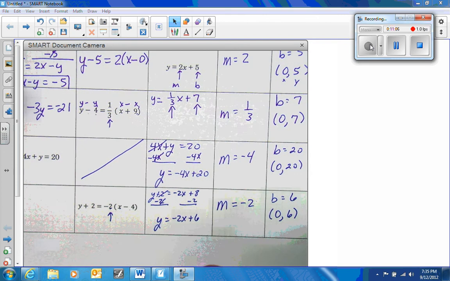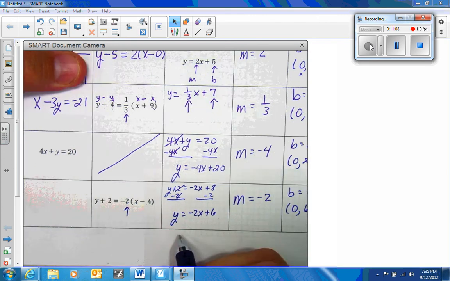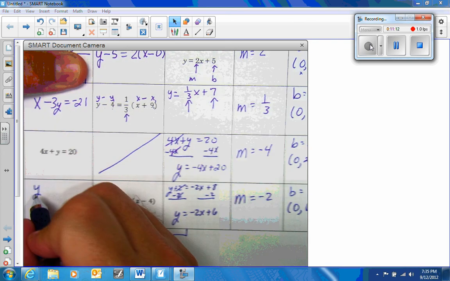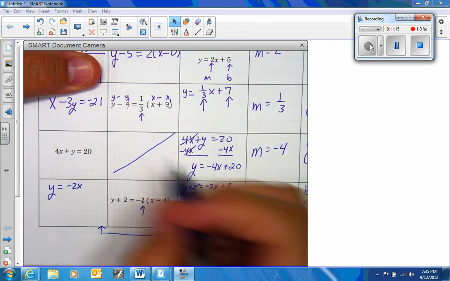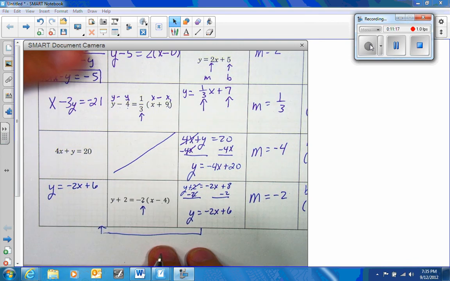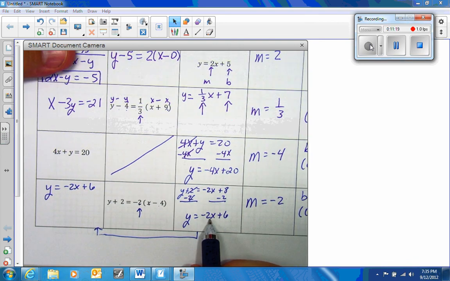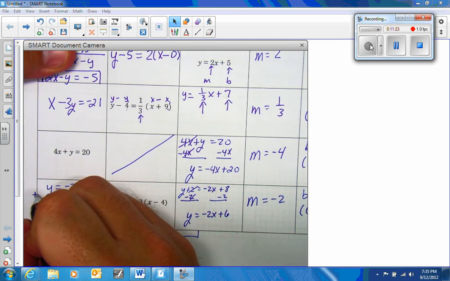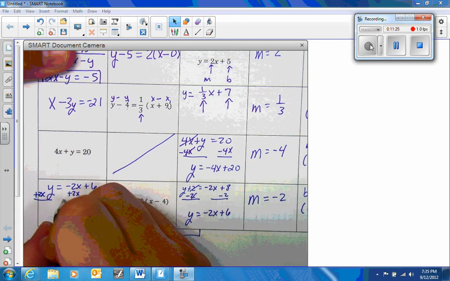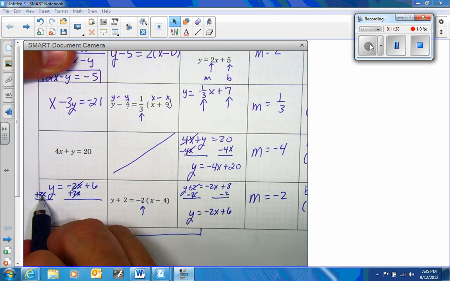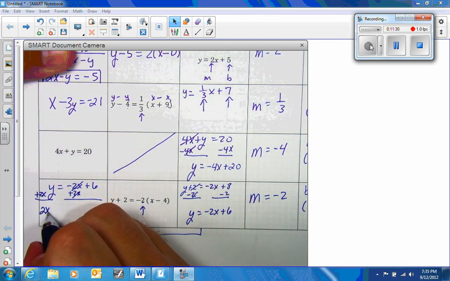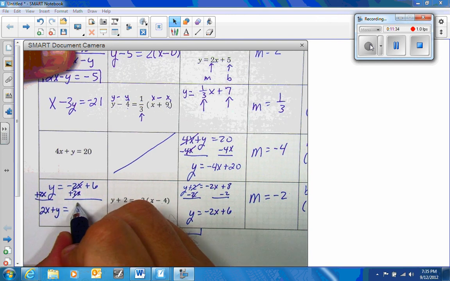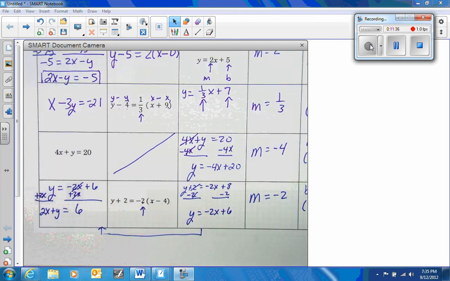All right? Now, this one's going to be real easy to do because I'm going to bring it over here. I have y equals negative 2x plus 6. The reason why I don't have to do too much is because x is already negative. So I'm simply going to add 2x to the front. And remember, if it's plus 2x, that means 2x plus y, because y is still positive, equals 6. And there you have standard form.